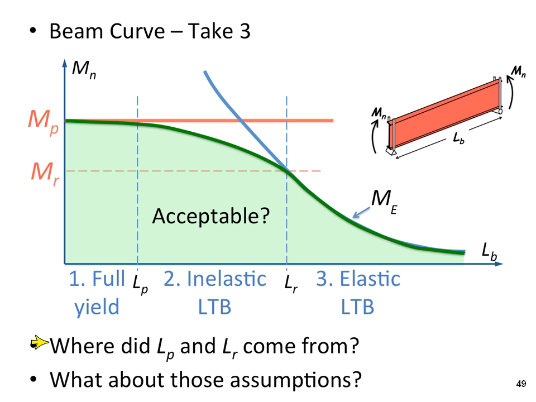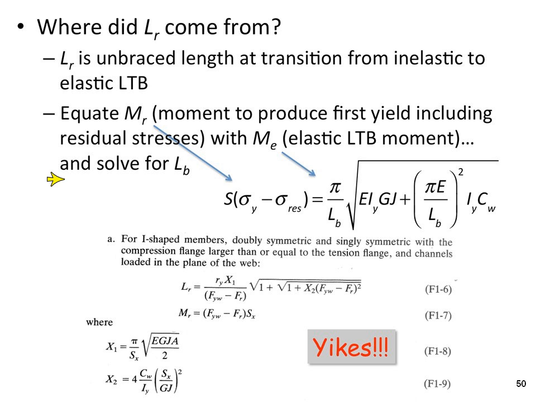All right. So a couple questions might come to mind: where did LP and LR come from, and what about those assumptions? Well, LR is an easy one to tell you where it came from. It's basically the transition point from inelastic to elastic LTB. What we basically do is we know the moment required to produce initial yielding. That's the section modulus times the yield minus the residual, so out at the flange tip. So that's the moment to cause initial yield. And over on the right is the moment required for elastic LTB. And we break out the chainsaw, and eventually we can cut free L sub R.